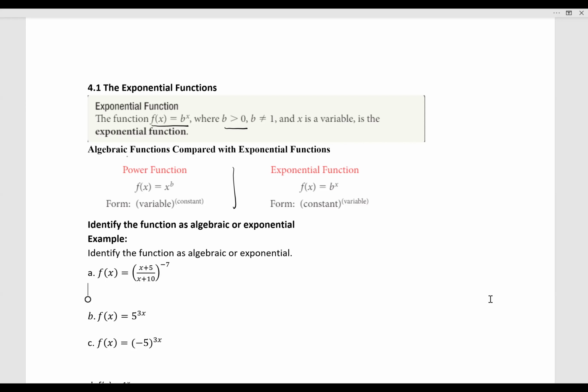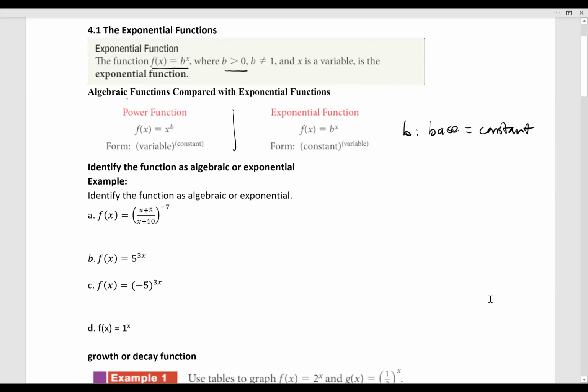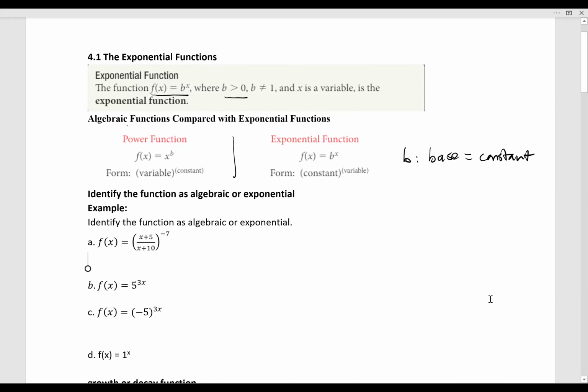In this case, b is the base and it's a constant, and the exponent is x, a variable. So now, let's try to identify each function as algebraic or exponential. Let's take a look at this example. I have A, B, C, D. Let's see which one is algebraic and which one is exponential.